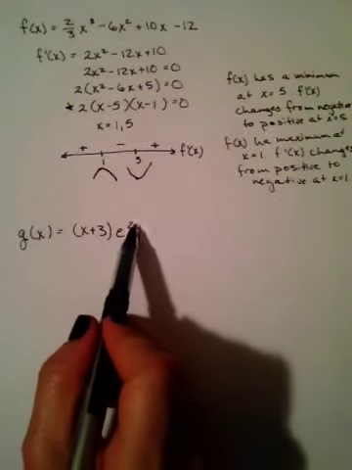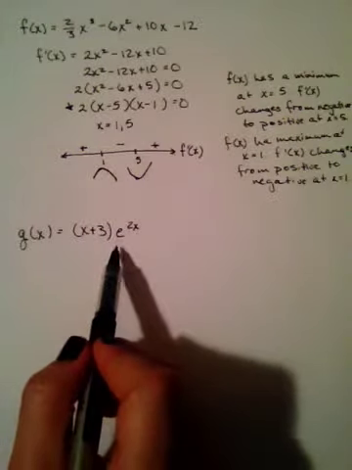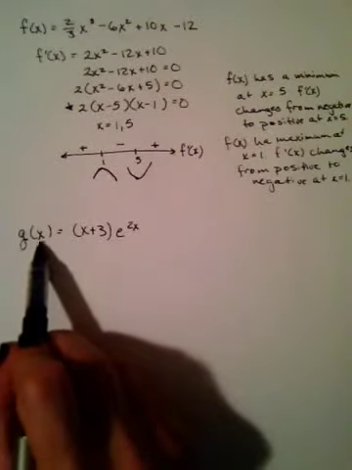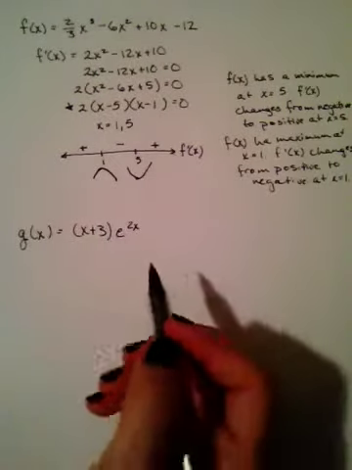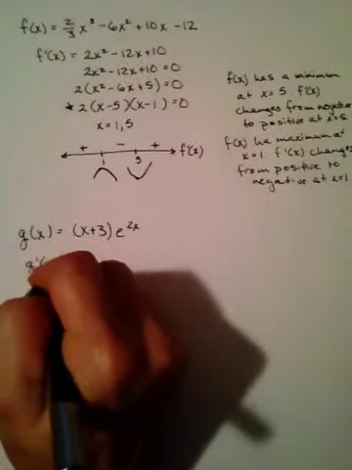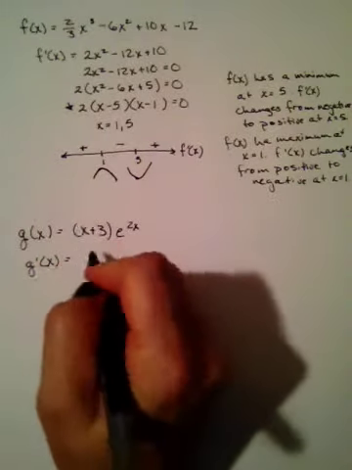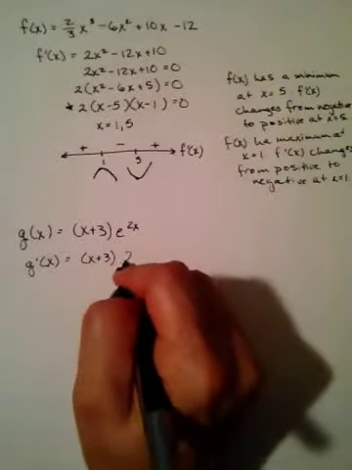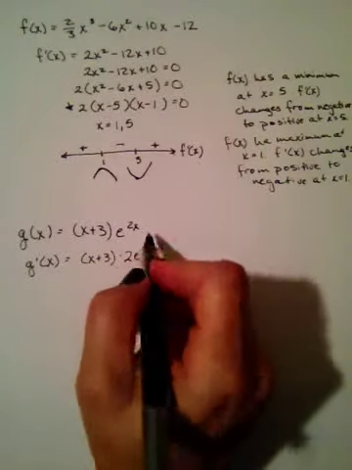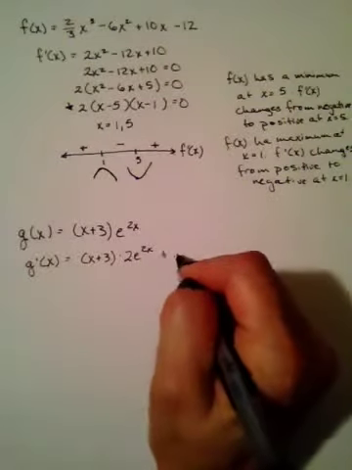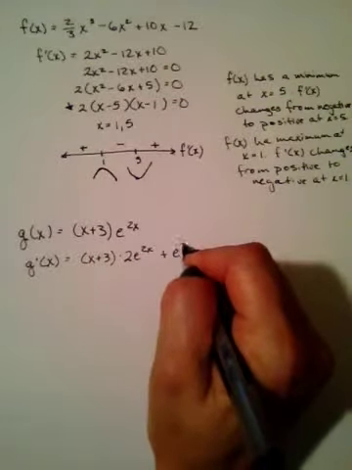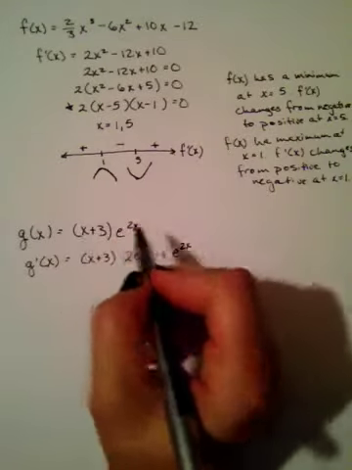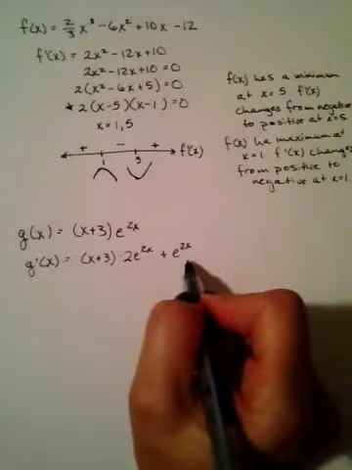more complicated. I put an exponential function, e to the 2x. I multiplied it by x plus 3, so when we take the derivative of g of x, we're going to have to use the product rule. So g prime of x equals my first function, x plus 3, times the derivative of the second, which is 2e to the 2x, that's the chain rule, plus my second function, e to the 2x, times the derivative of the first. Well, the derivative of x plus 3 is just 1, so this is my derivative.